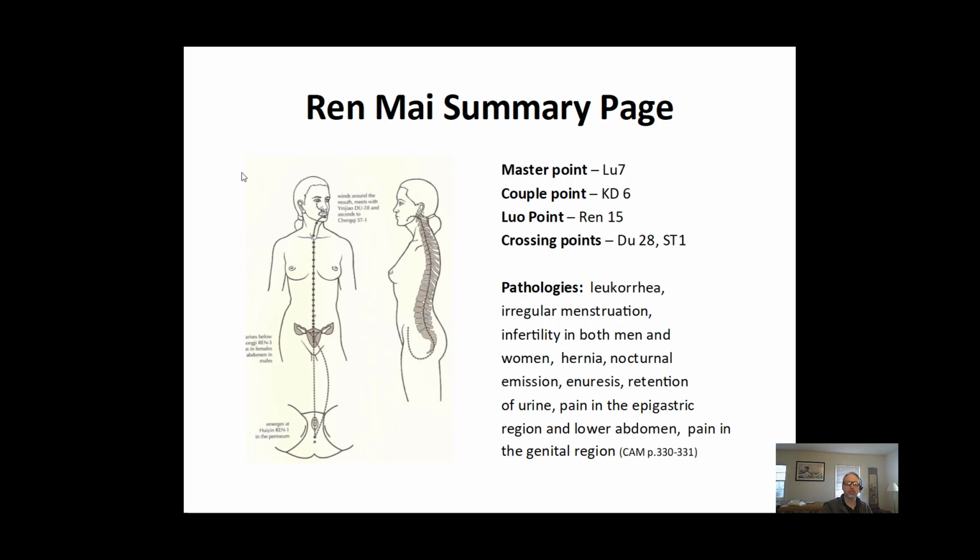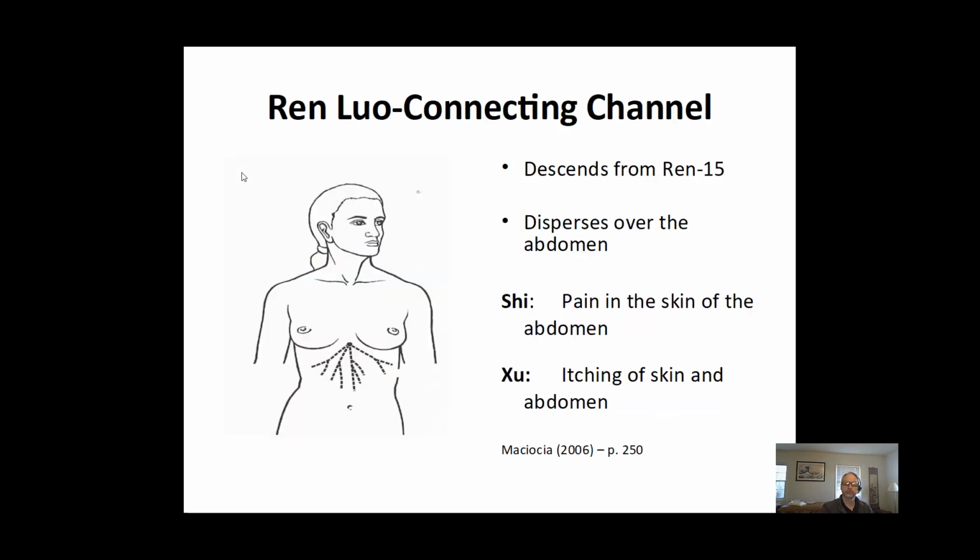The low point is Ren 15. Crossing points are Du 28 and stomach 1. Pathologies for the Ren are leukorrhea, irregular menstruation, infertility in both women and men, a hernia, nocturnal emissions, enuresis, retention of urine, pain in the epigastric region, and lower abdomen, pain in the genital regions.